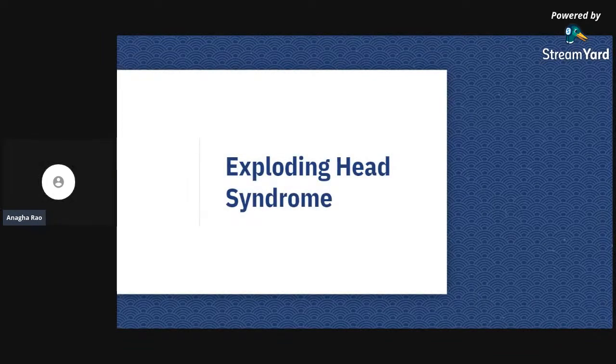Exploding head syndrome. No, this is not when your head explodes. I know it sounds like it. Exploding head syndrome is a parasomnia. It's a condition that happens during sleep. Some symptoms include hearing a loud noise when falling asleep or waking up.